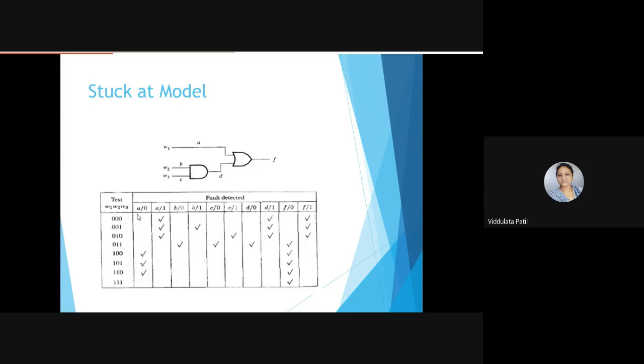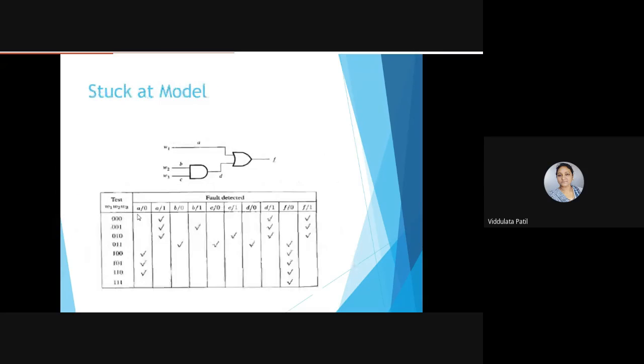So there is no need to give 2 raised to n input vectors to detect the faults in the circuitry, but by selecting proper inputs, we can decide whether there is a stuck-at fault or not. So this is the one example that we discussed. In a similar way, we can find out whether there is a fault in the circuitry or not using this stuck-at model.